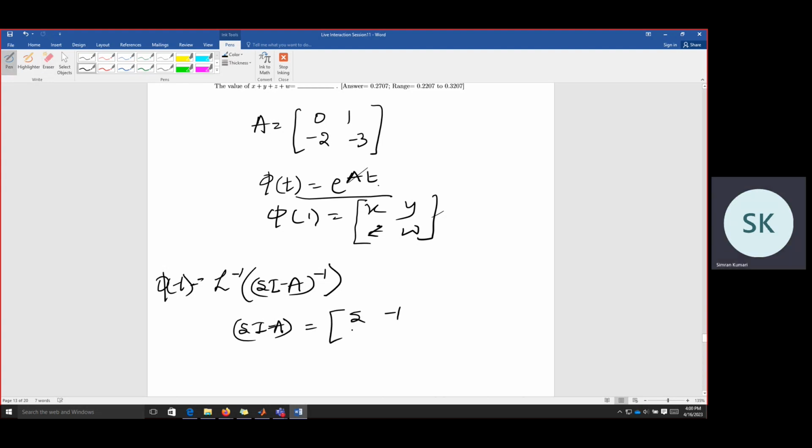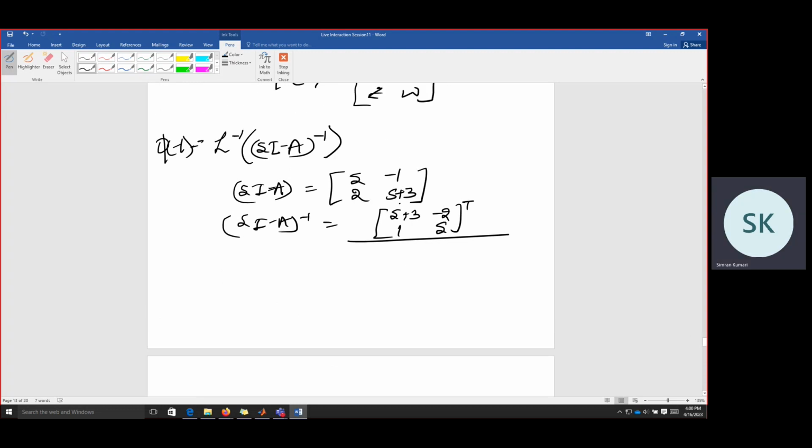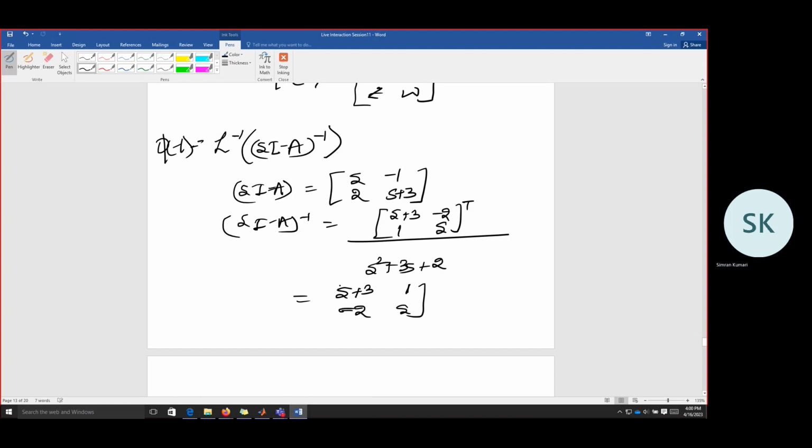So this is s minus 1, 2, 1, s plus 3. And (sI minus A) inverse is equal to the adjoint matrix, so this would be s plus 3, minus 2, 1, s, transposed, divided by the determinant of this one. So this should be s squared plus 3s plus 2. Okay, so this would be s plus 3, 1, minus 2, s, divided by s squared plus 3s plus 2.